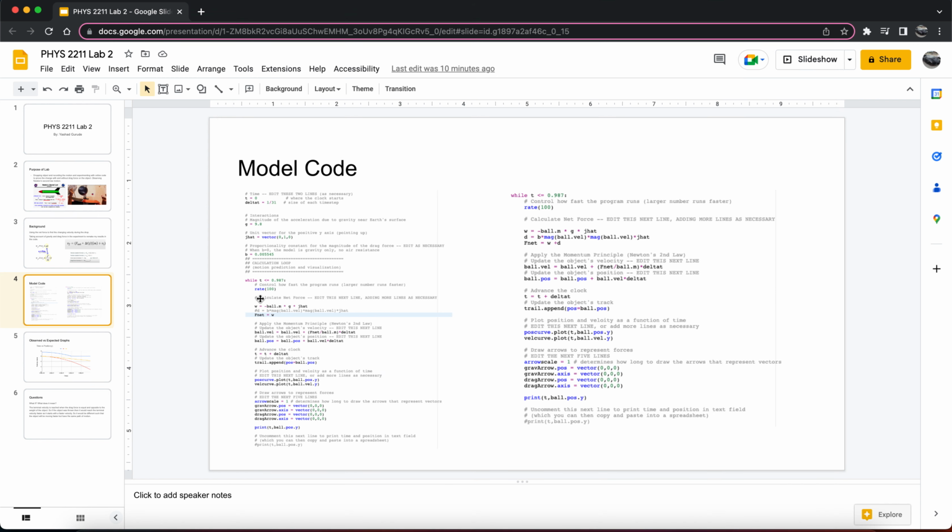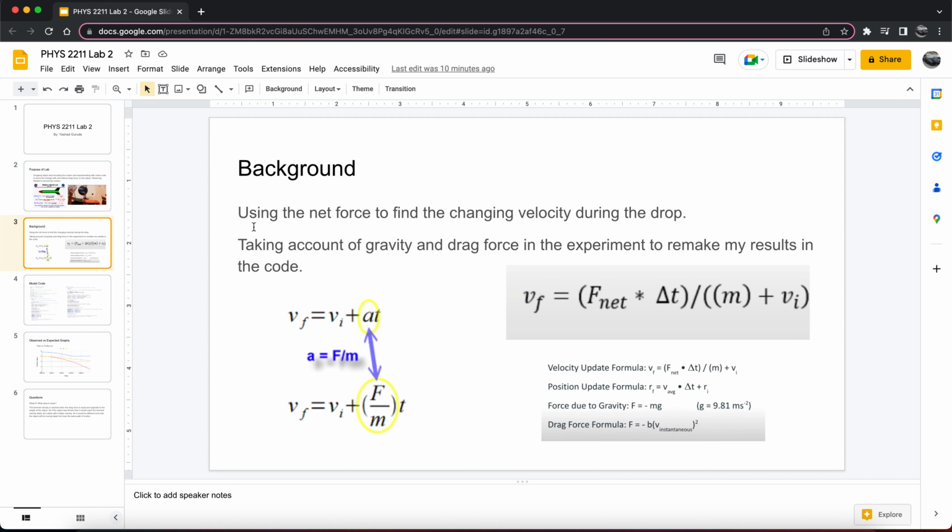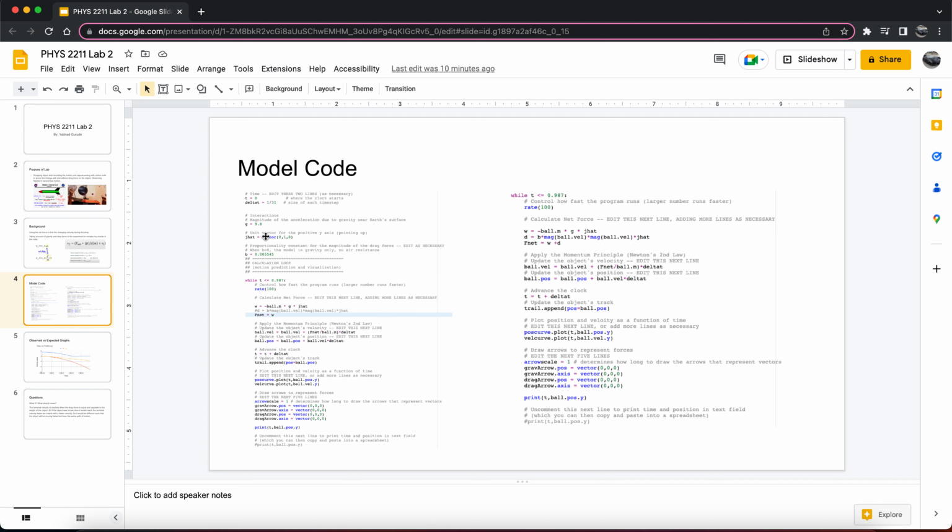So the left one is without drag force, the right is with drag force. The top part right here is the same for both. As you can see, t equals 0, delta t equals 1 divided by 31, so it's 31 frames. And then b is the magnitude of the drag force, which I found by trying different values to make sure it would be the same as the frames I got from the tracker. The while loop will keep going for the amount of seconds I have, and I got those seconds from the tracker as well.